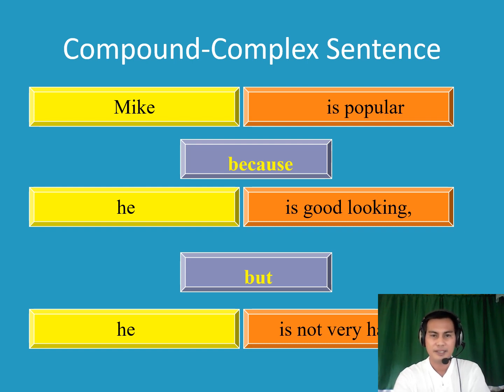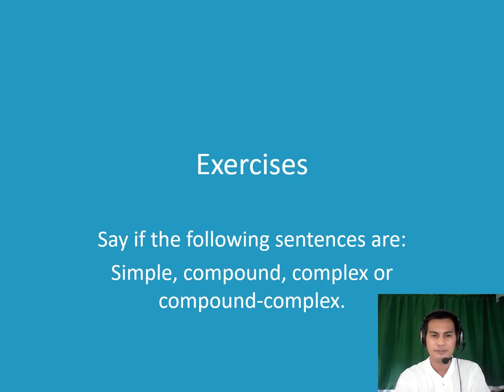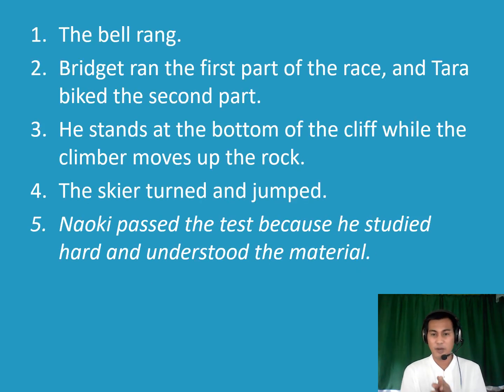You have here, Mike is popular. Okay, let's have these exercises. You just tell whether it's simple, compound, complex, or compound complex. We have here number 1. The bell rang. 2. Bridget ran the first part of the race and Tara biked the second part. 3. He stands at the bottom of the cliff while the climber moves up the rock. Then 4. The skier turned and jumped. 5. Naoki passed the test because he studied hard and understood the material.